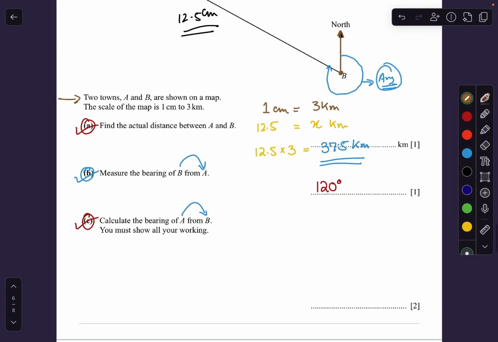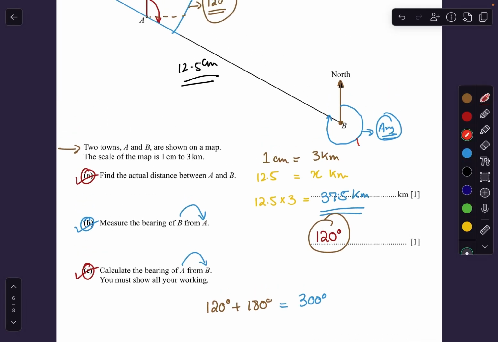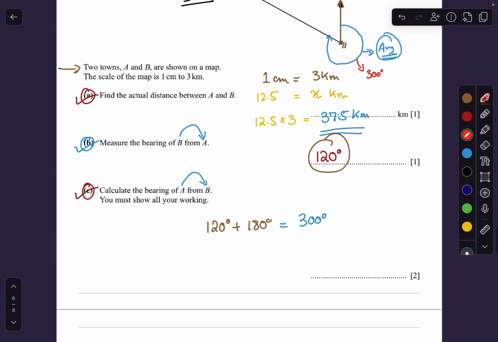To get the back bearing, I told you if the angle is less than 180 degrees, you simply add 180 degrees to it and you'll get the answer. But suppose the angle is bigger, like 190 degrees. Then you simply subtract 180 degrees and you'll get the back bearing. So when you add them together, 180 plus 120 is 300 degrees. It means the back bearing, or the bearing from B to A, is 300 degrees. And that would be your answer for this one.